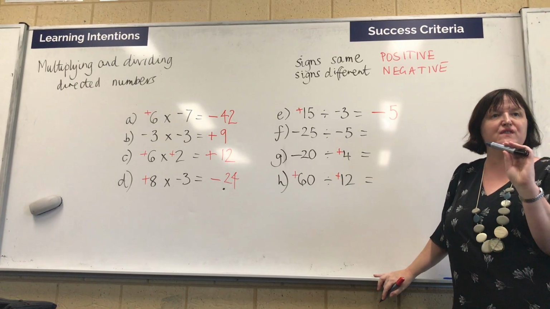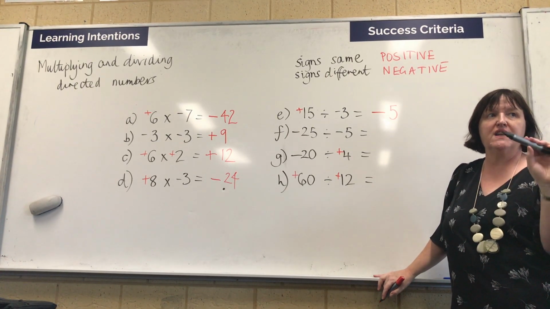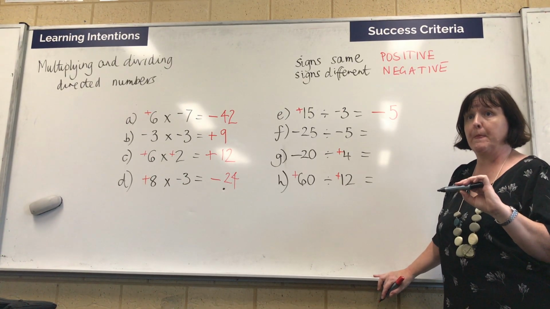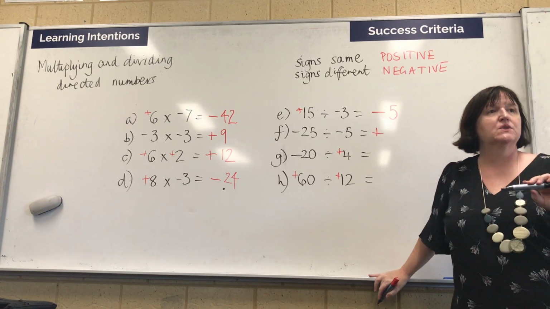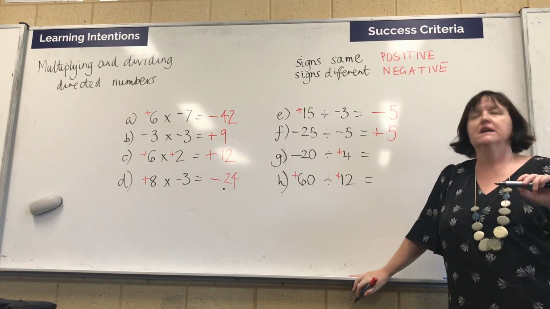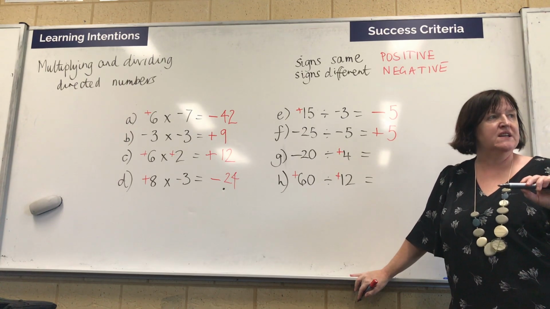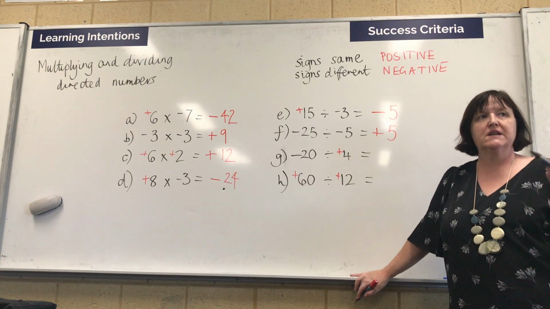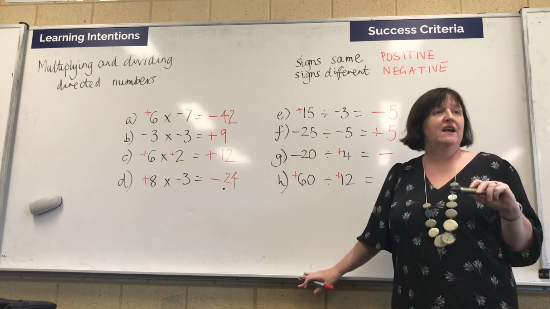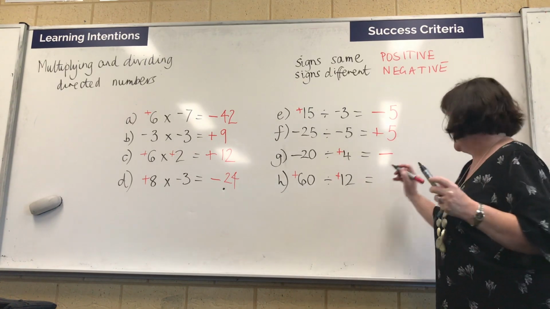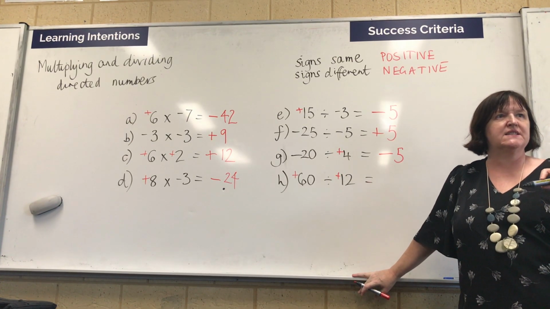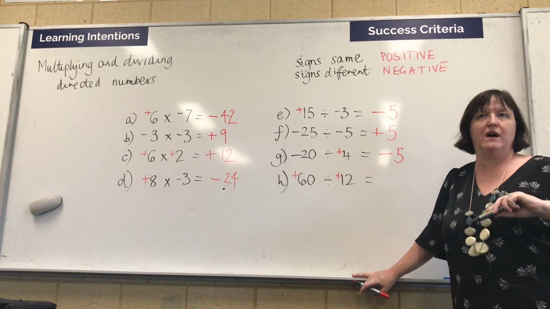Okay, negative 25 divided by negative 5. Negative divided by negative, same or different, Ben? Same. So the answer is going to be positive. Okay, 25 divided by 5? 5. Okay. G, negative 20 divided by positive 4. Same or different? Different, so my answer is going to be negative. And then what's 20 divided by 4? Negative 5. Okay, and then the last one, positive 60 divided by positive 12.